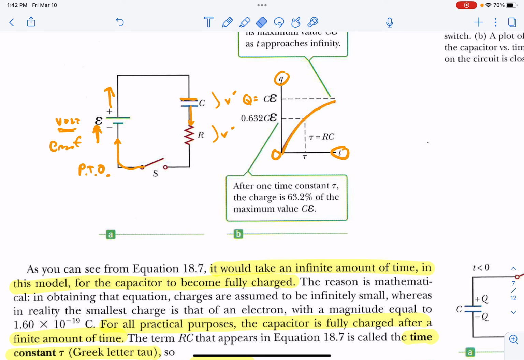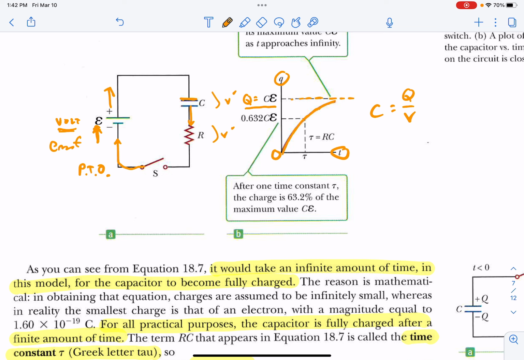If you remember that capacitance is often defined as charge per volt. And that's where this equation comes from right there. So it asymptotically approaches the maximum possible charge.